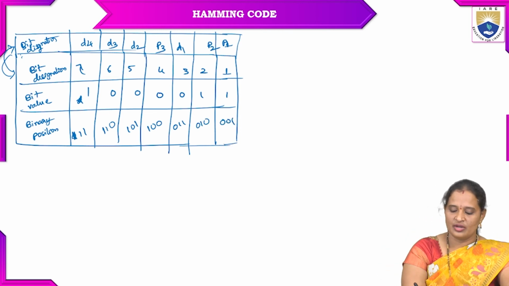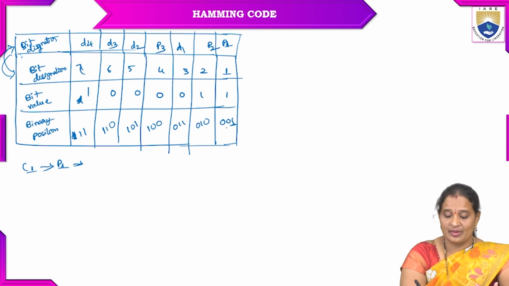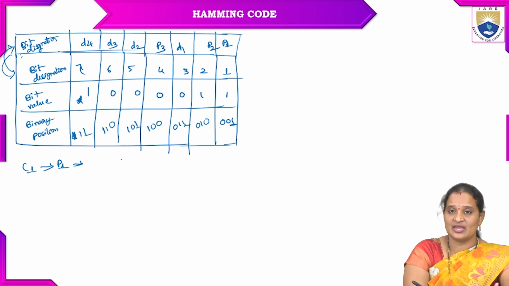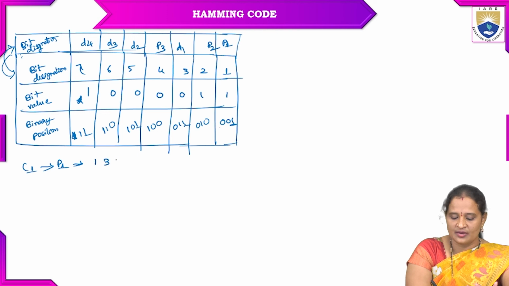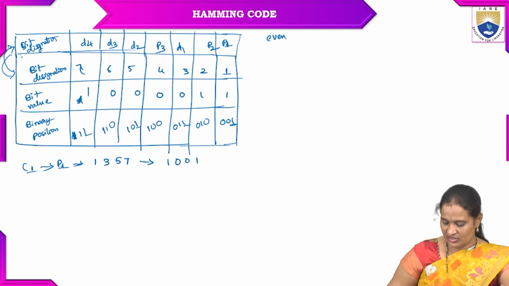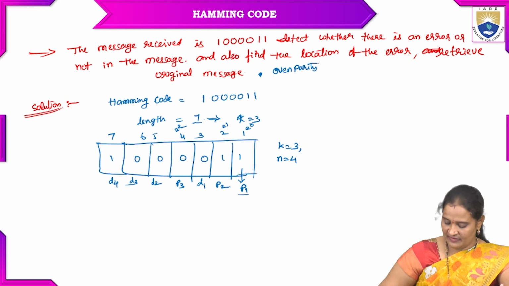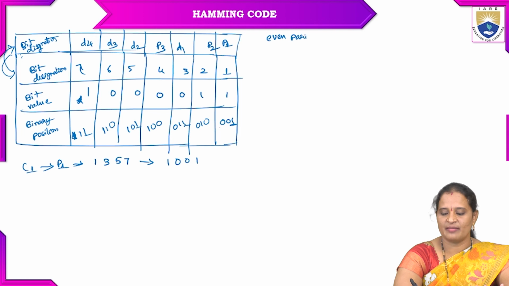Now I want to write down the check bits here. Check bit C1 is for P1. For P1, the binary position is 0, 0, 1. We need to check all the other combinations which have LSB as 1, so that is positions 1, 3, 5, 7. The values are: 1 is 1, 3 is 0, 5 is 0, 7 is 1. It is to be mentioned here that we consider even parity.